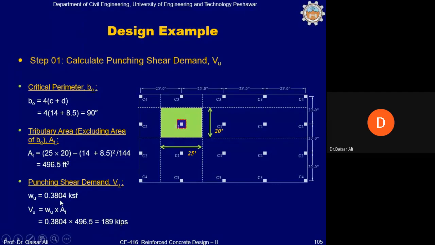Although this difference is negligible from the practical point of view, for the purpose of academic requirement, we need to do calculations in this manner. Although in design practice, we don't deduct this area of (B naught plus D) whole square in our calculations, because for practical reasons, this reduction is insignificant.